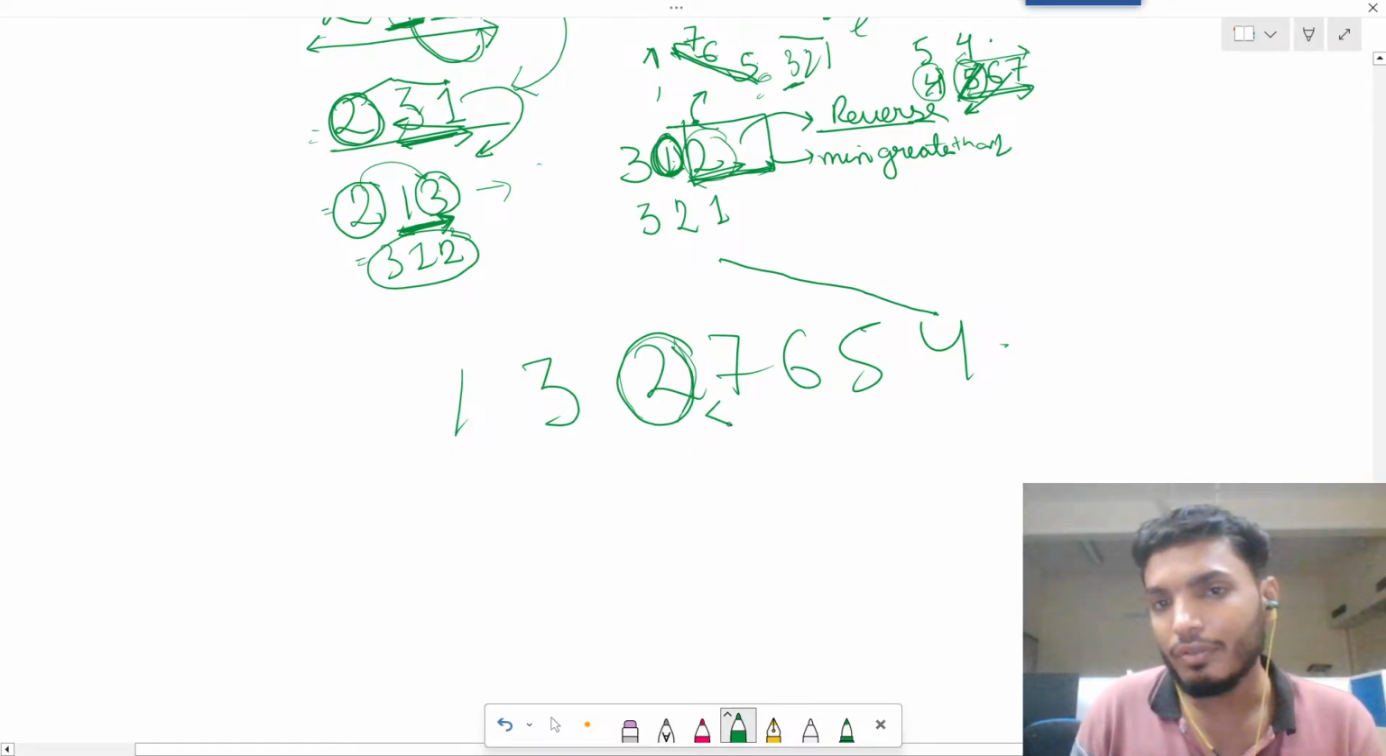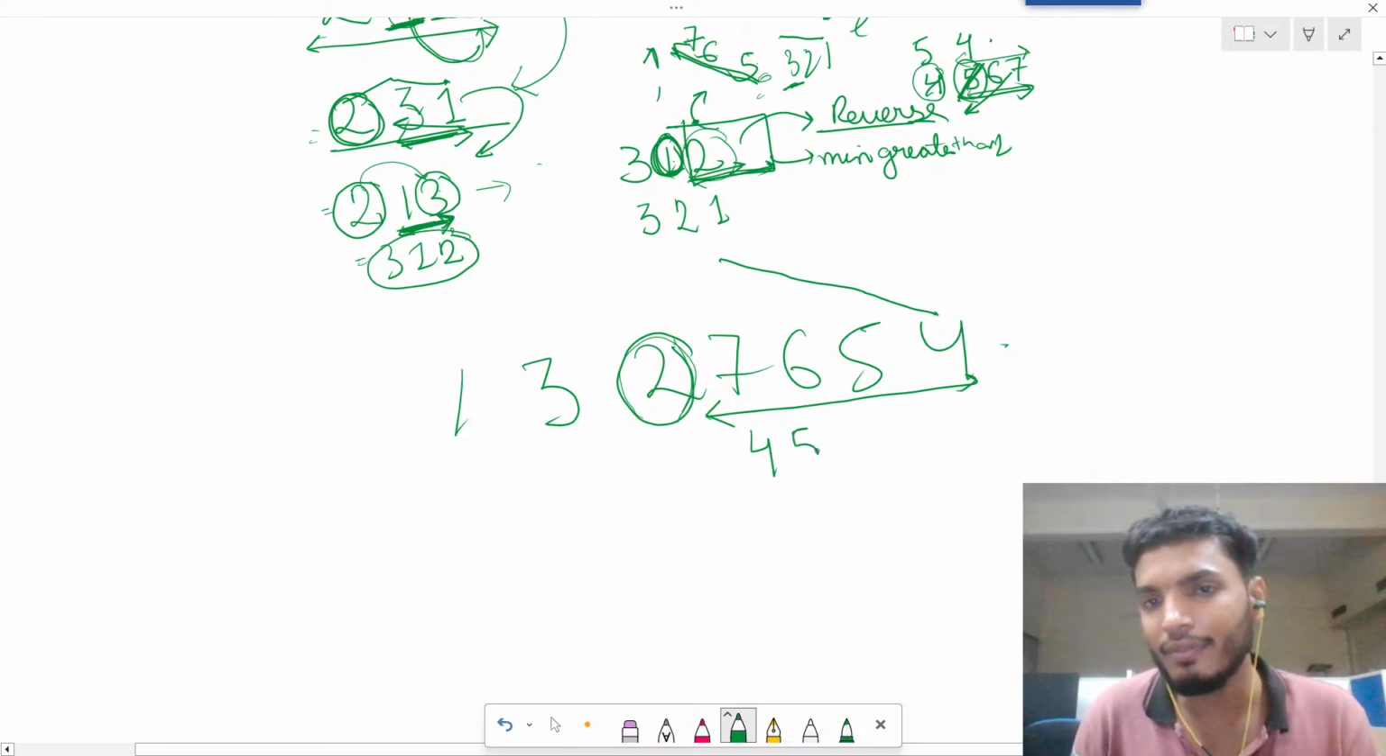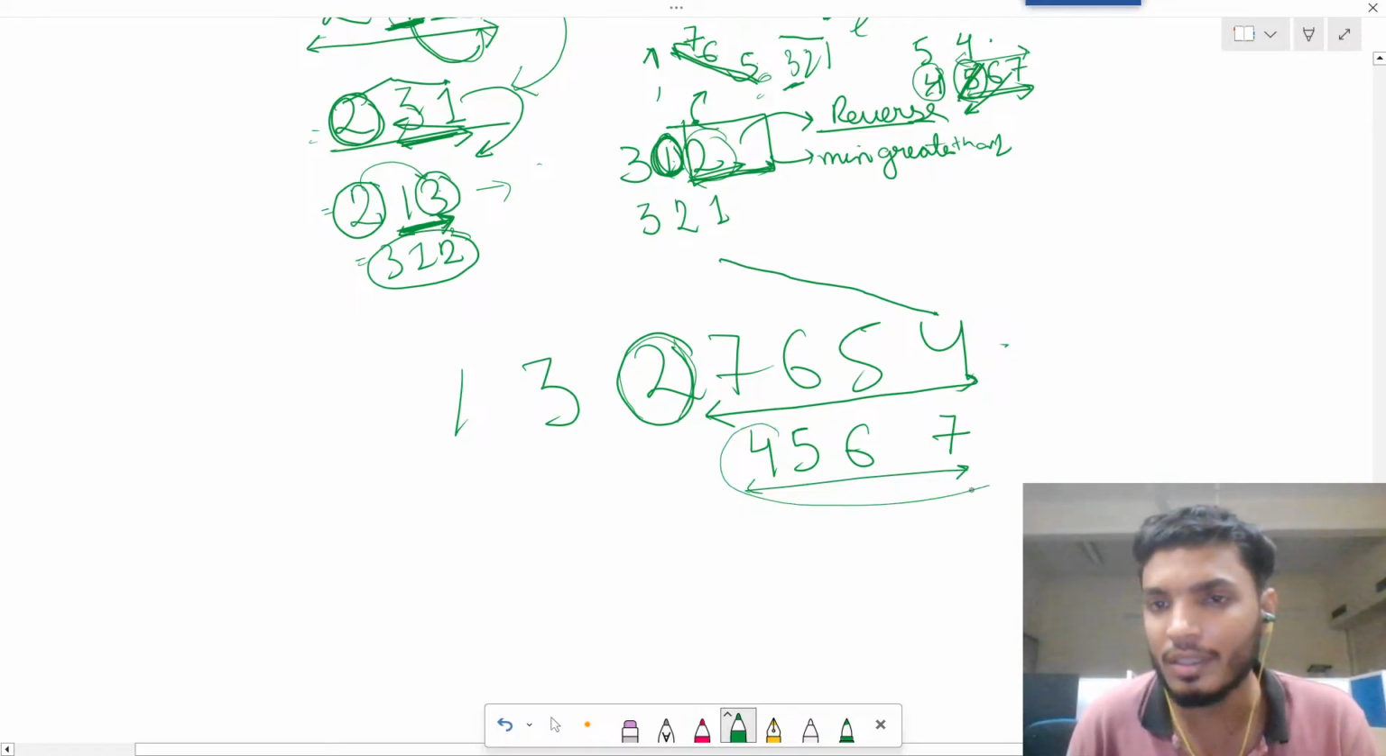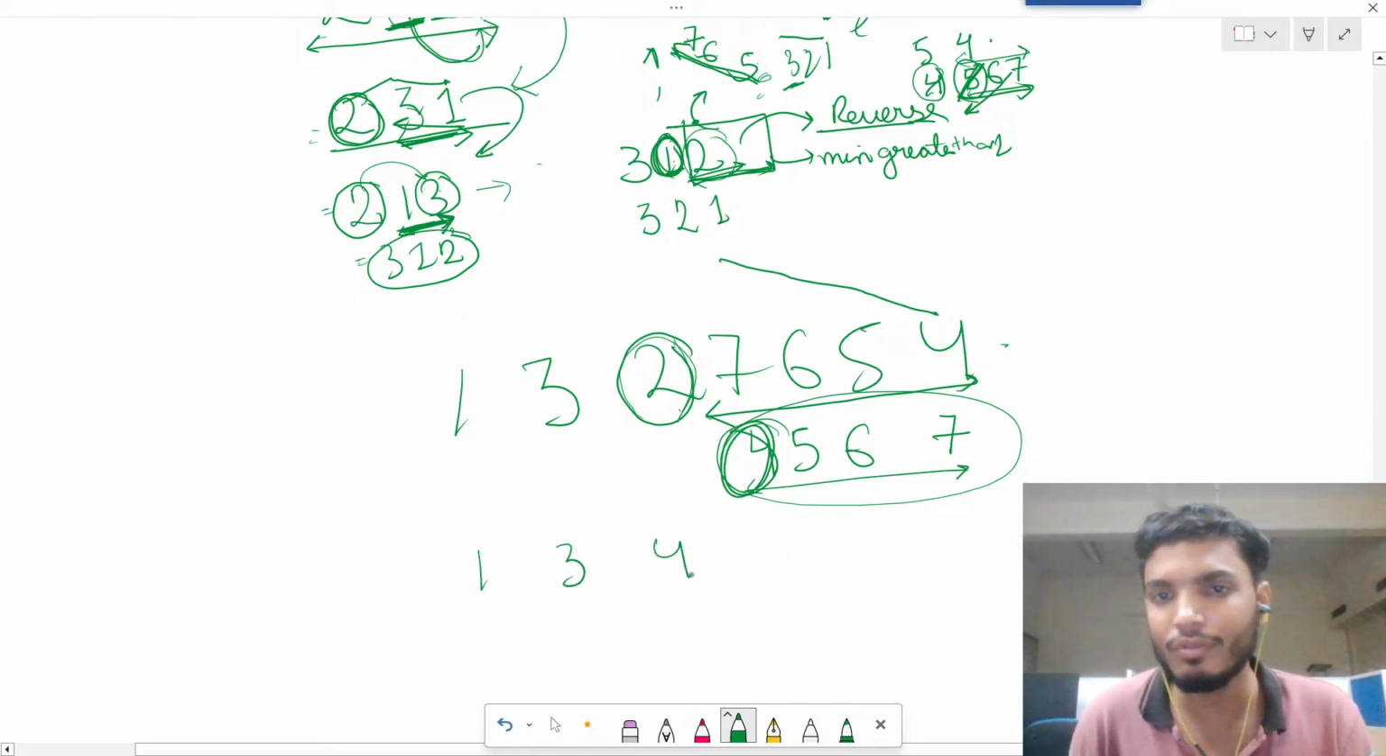So now you will be simply reversing this. So now the number will become 4 5 6 and 7. Now after that you will be finding the minimum number out of this. So minimum number is 4. So you will be simply swapping 2 and 4. So 1 3 4 2 5 6 7. This is just the bigger number than this.